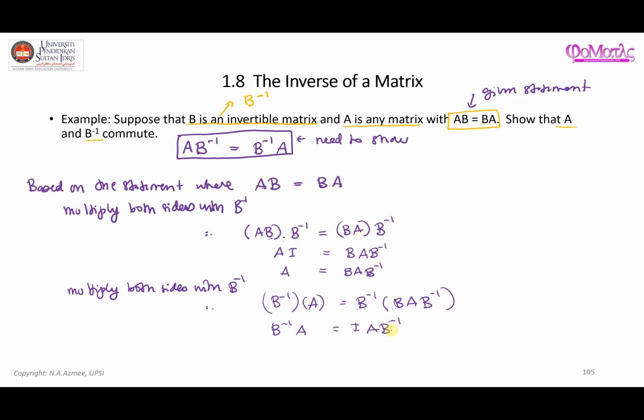And if you want, you can switch the position of the right hand side and left hand side so that it can represent what we are looking to show right here. Therefore, A times the inverse of matrix B is equal to the inverse of matrix B times A. So we can see here it is shown.